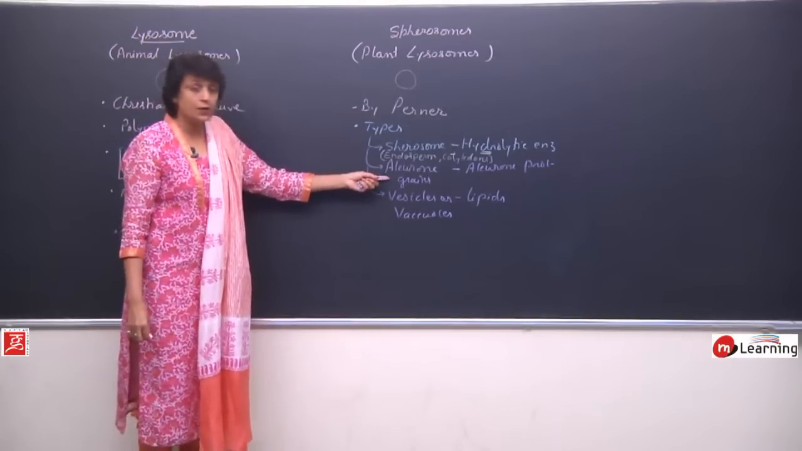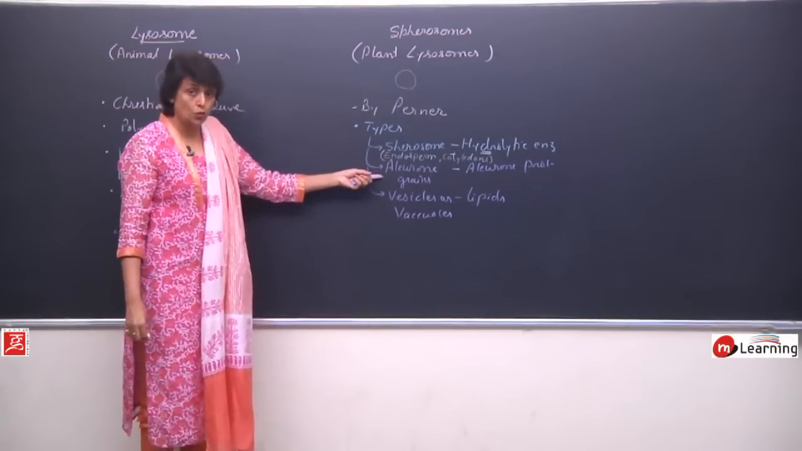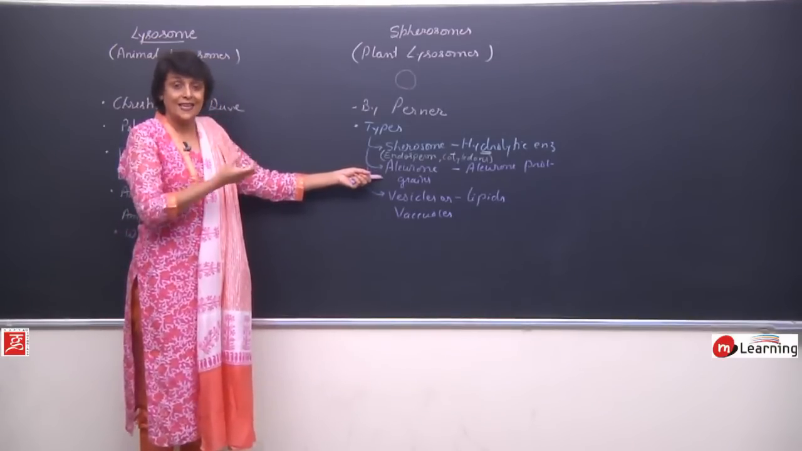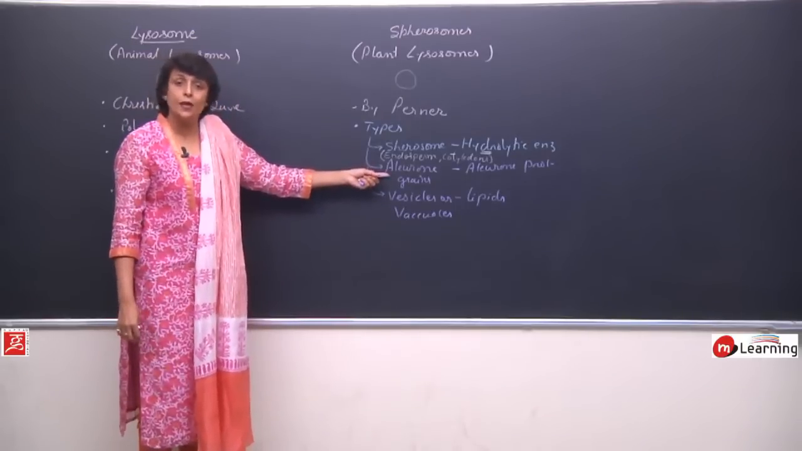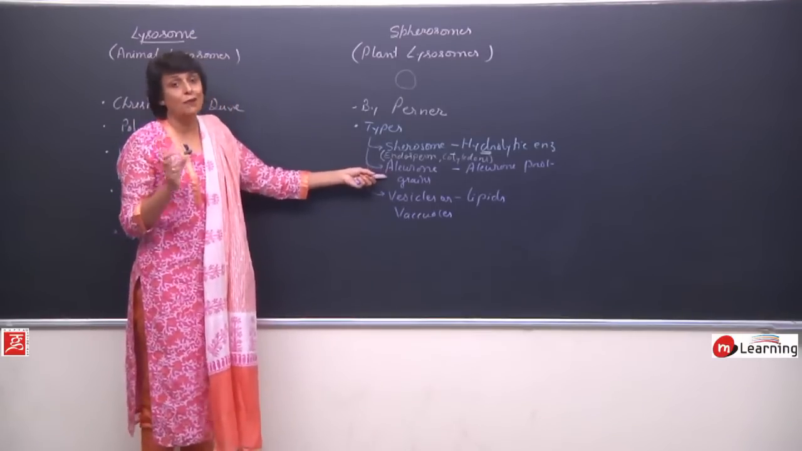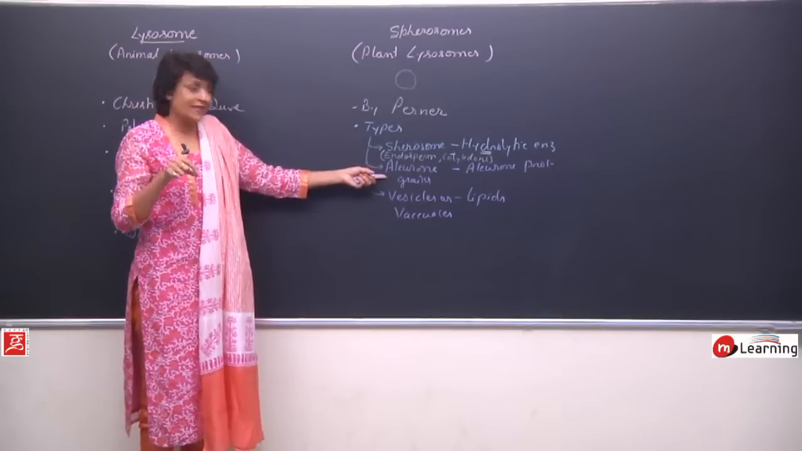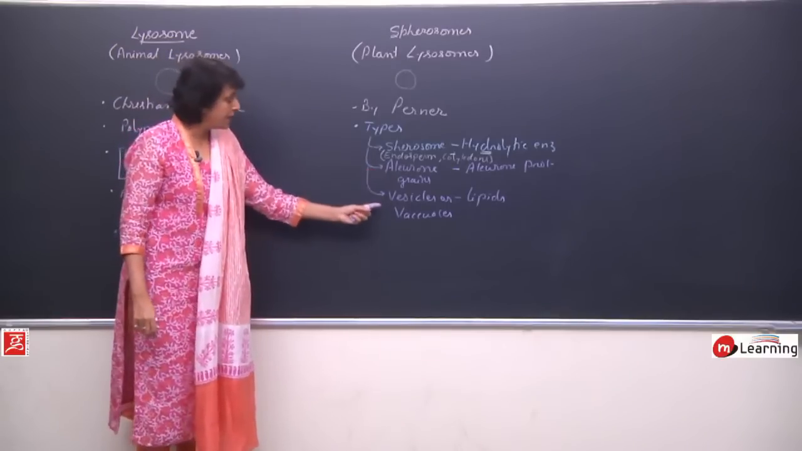Aleurone structures are stored in the seeds or fruits where this aleurone protein needs to be stored. Say for example in maize, the outer part of the maize grain has aleurone grains.